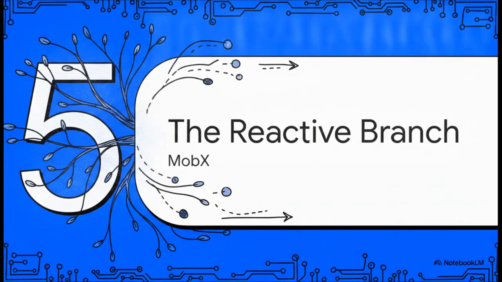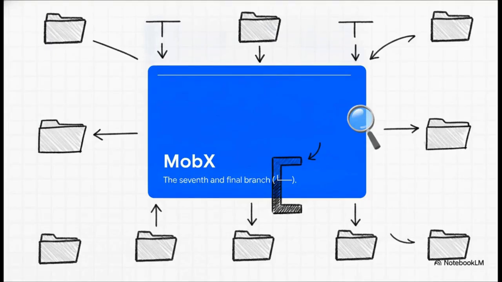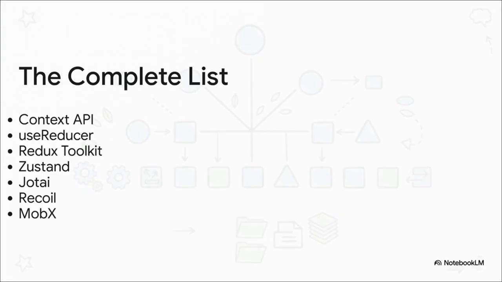Finally, we reach the trailing edge of our entire tree with Section 5, the reactive branch, featuring MobX. The 7th and final branch, visually distinct because it actually closes out the directory structure, is MobX. It stands entirely on its own here because of its unique reactive nature. Unlike the previous 6 tools that rely on immutable state, MobX uses mutable state and observables. You literally just modify the state directly, and MobX automatically tracks those changes and instantly updates only the components that depend on that specific data. It's pretty amazing.